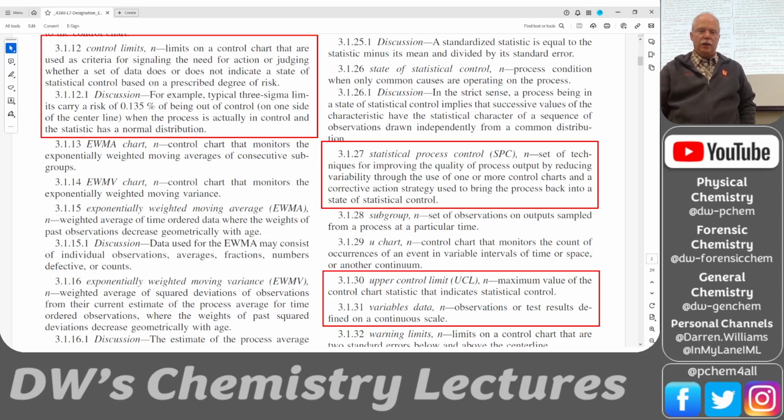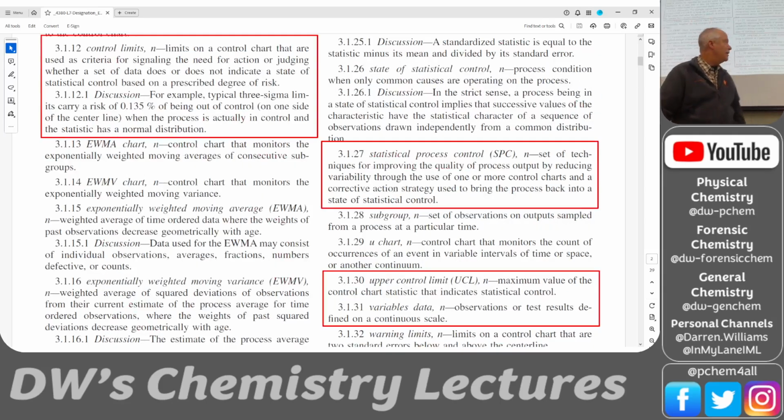Okay. This whole thing is under the umbrella of what we call statistical process control. It's a set of techniques for improving the quality of a process output by reducing variability through the use of one or more control charts, and then a corrective action strategy to bring it back within statistical control. The important thing is it's not calendar based, it's process based. So when the process says my statistics are telling me I'm out of control, do something, fix the situation, then we take action only when we need to.